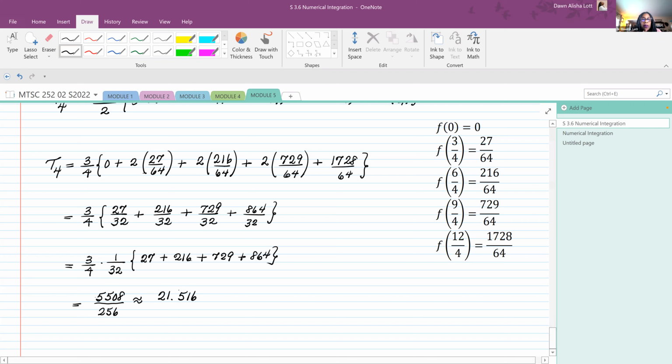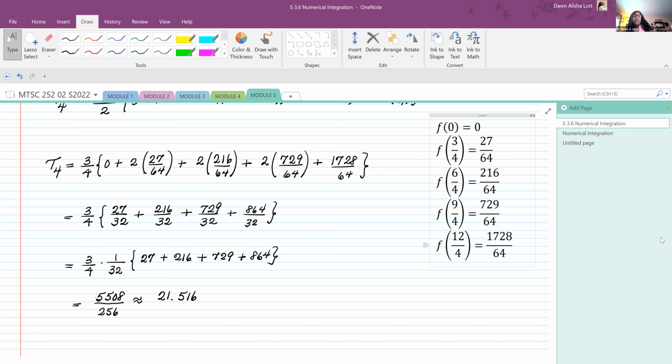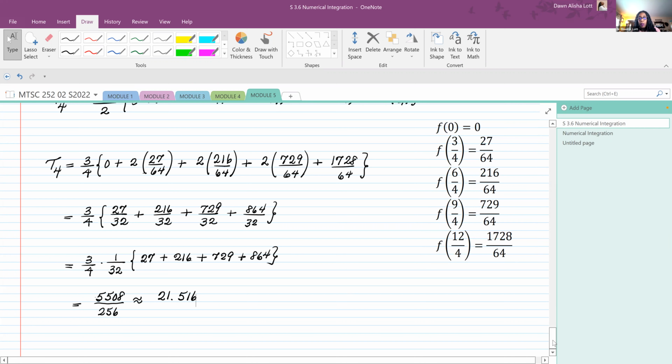Any questions about the manipulation of the formula? So I always find these F values first, especially if I know I'm going to be doing midpoint rule. I find them, trapezoidal rule, find them. The ones you use for the trapezoidal rule, you can also use for the Simpsons rule. So, okay. All right, let's talk about error.